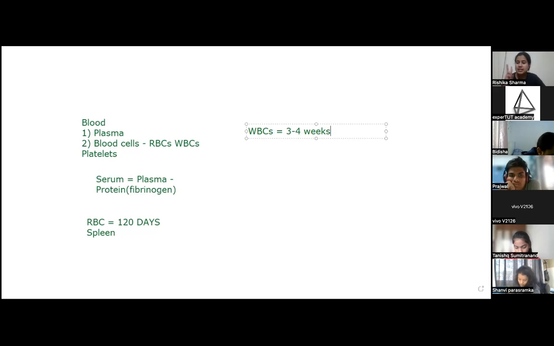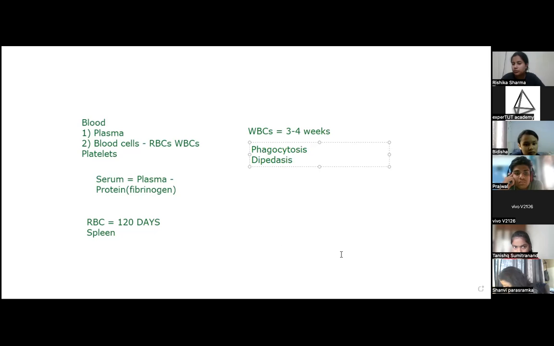ठीक है? WBCs दो काम करते हैं, दो process करते हैं. You must have heard of it, the first process is phagocytosis, and the second process is diapedesis. What happens in phagocytosis? Are you able to understand, all of you? Let me know if I am too fast. If you are missing out on something, please just stop me and tell me.